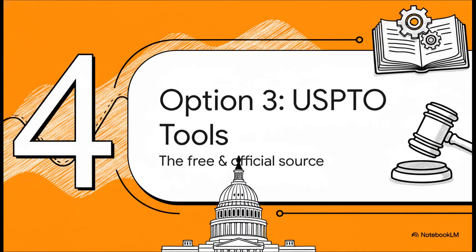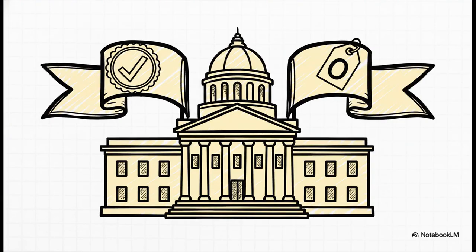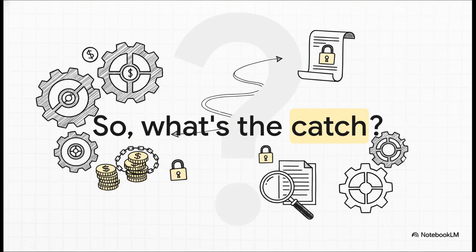And that brings us to our third and final option, going the official route and using the tools provided directly by the United States Patent and Trademark Office. On the surface, this sounds absolutely perfect, doesn't it? The data comes straight from the horse's mouth, so you know it's accurate. And the best part? It costs you $0 to use. What's not to love? So, what's the catch? Because with something that's both accurate and free, there is always a catch, right? What's the hidden price you have to pay?